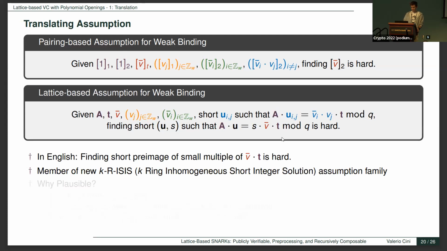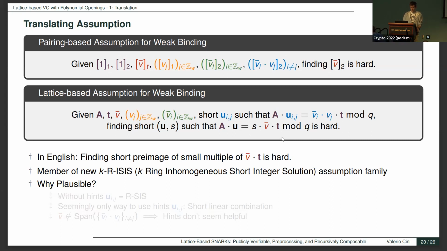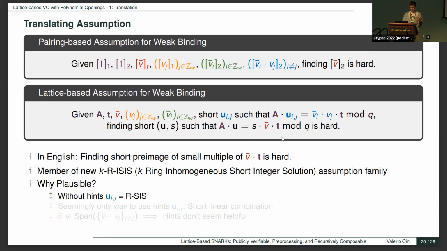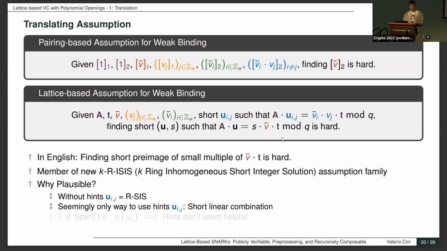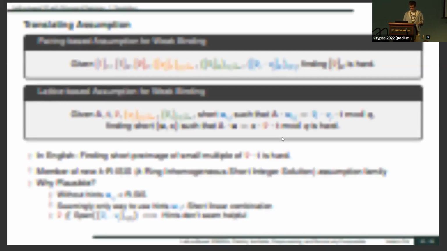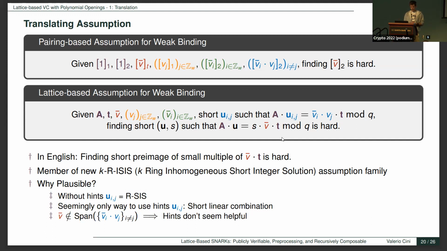And this is a member of a new family of assumptions that we denoted the k-ring inhomogeneous short integer solution. And why do we believe that this assumption is plausible? So the reasoning is as follows. Without the hints given in the public parameters, the problem should be as hard as ring SIS or ring inhomogeneous SIS. So the adversary has to find a short preimage of a random vector. And similarly, the only way to use the hints is to perform short linear combinations of the hints given. But the image vector V bar times T, for which we have to find a short preimage, is not in the linear span of the images of the hints given. So these hints should not help the adversary to break the scheme.